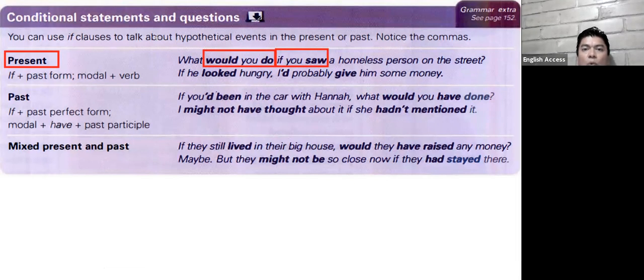Or again, what would you do today if you saw today a homeless person on the street? So if he looked hungry today, I'd probably give him some money today.